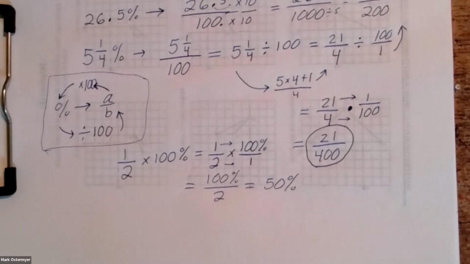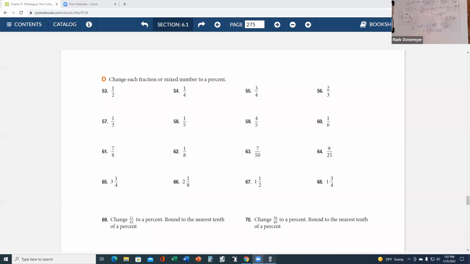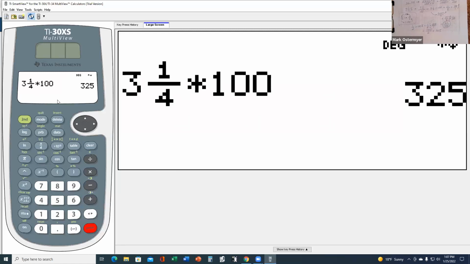Oh, you know what? I didn't even do a screen share there, ladies and gentlemen. I apologize. I wasn't screen sharing. Yeah, 3 1/4 times 100 gives you 325%. That's what 3 1/4 would be as a percent there. Okay.